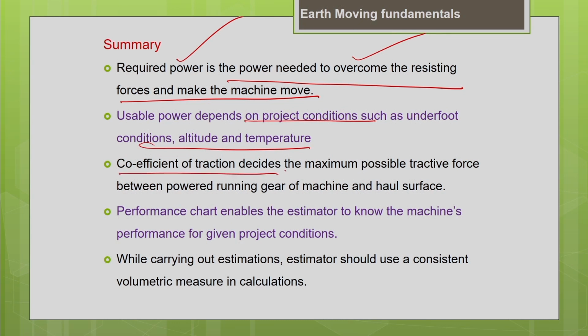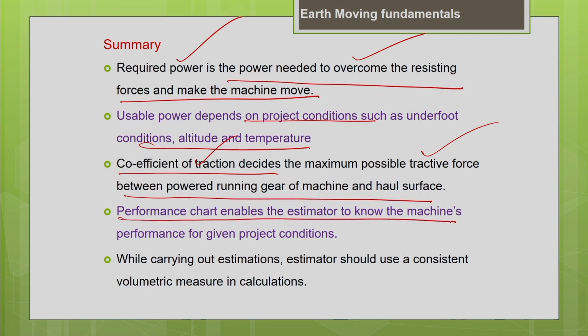Then the coefficient of traction decides the maximum possible tractive force between the power driving gear of the machine and the haul surface. Out of the total power of the machine, how much power is usable for doing your work depends upon the coefficient of traction of that particular haul route, that is, the grip between the machine and the haul route. That is going to decide the usable tractive effort. Then the performance chart helps you to know the machine performance. For the given project conditions, I can know the speed of the machine with the help of the performance chart.